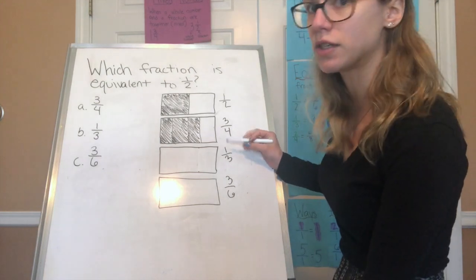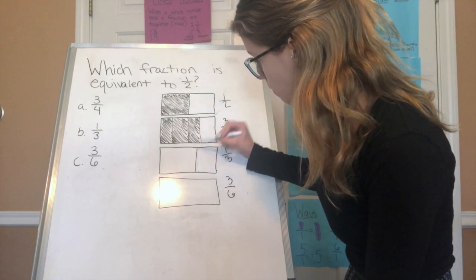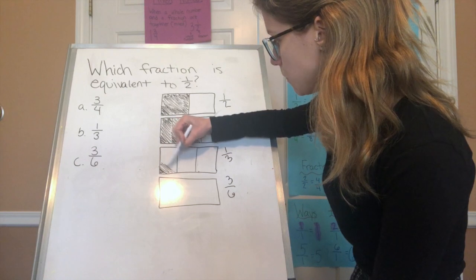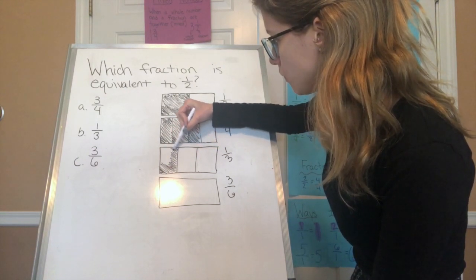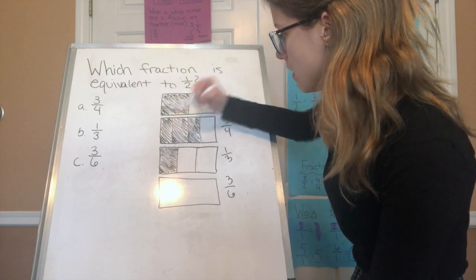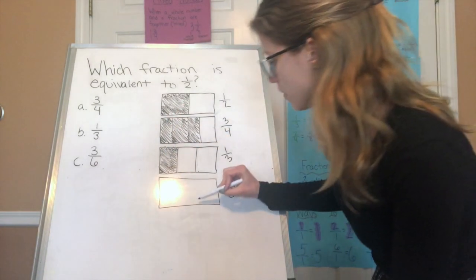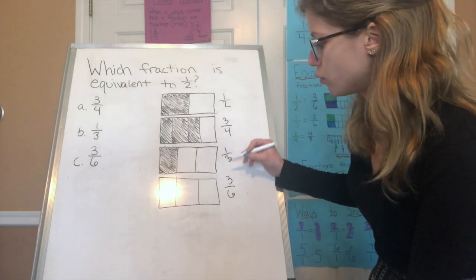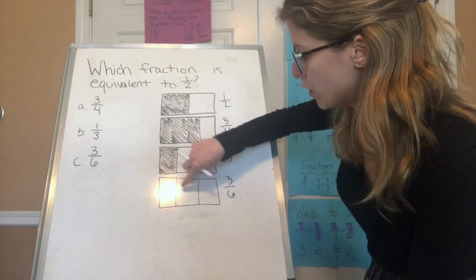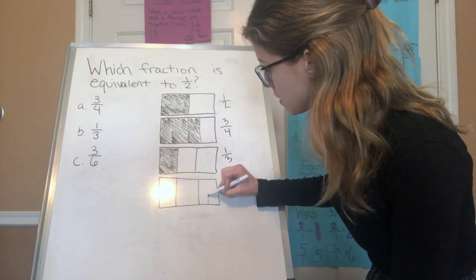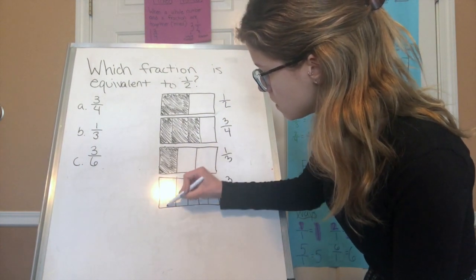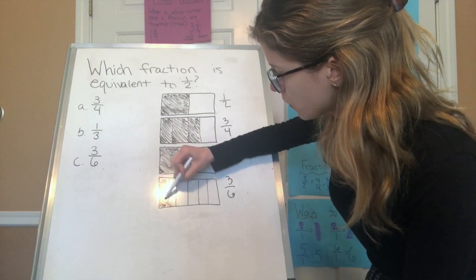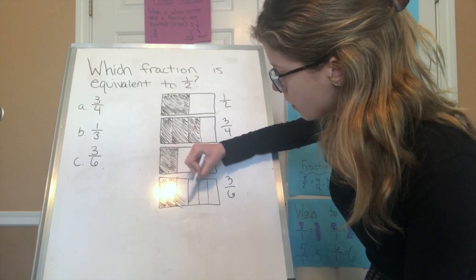So 1/3, I will first break it into thirds and shade in 1 part. And then 3/6, I can do the same thing where I break it up into thirds. And then I'm going to break it up into 2 parts in each third, because 3 times 2 is 6. And shade in 3 parts. So 1, 2, 3.